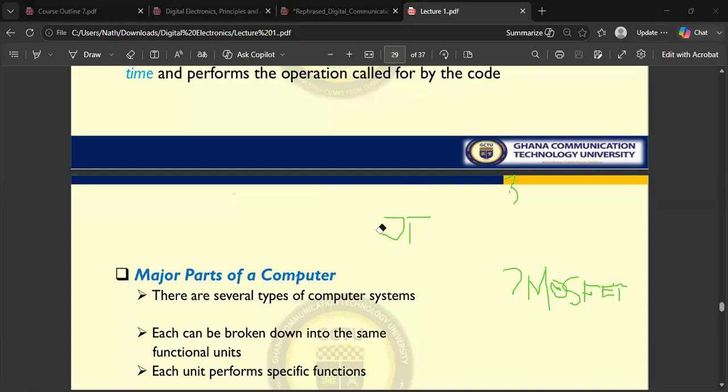We have the central processing unit. We have the storage unit. We have the input unit. We have the output unit. We have the central processing unit, like I said. The central processing unit is just the brain of the computer. It is the one that helps to perform the logical operations and the control functions, right?